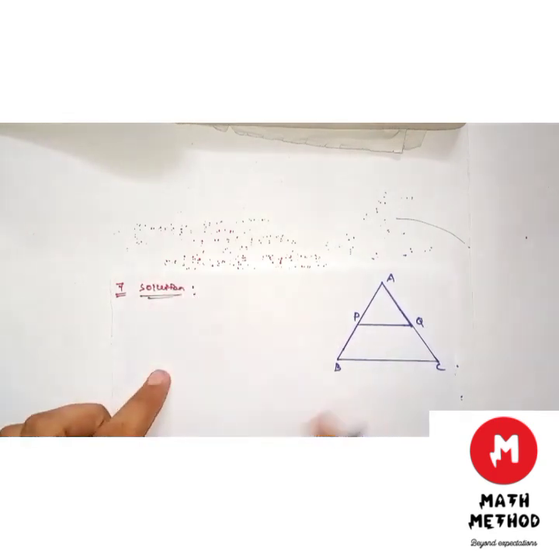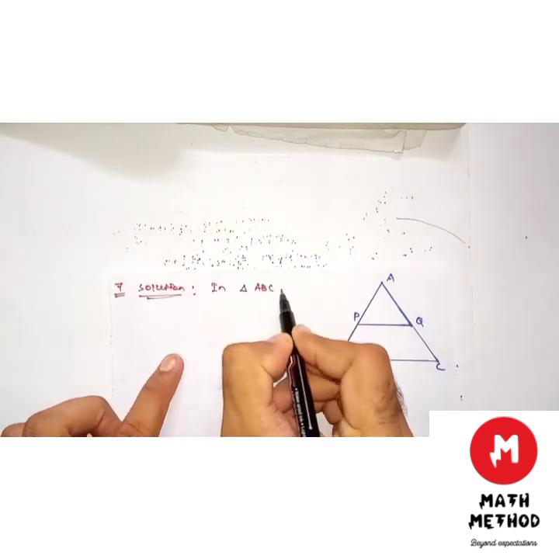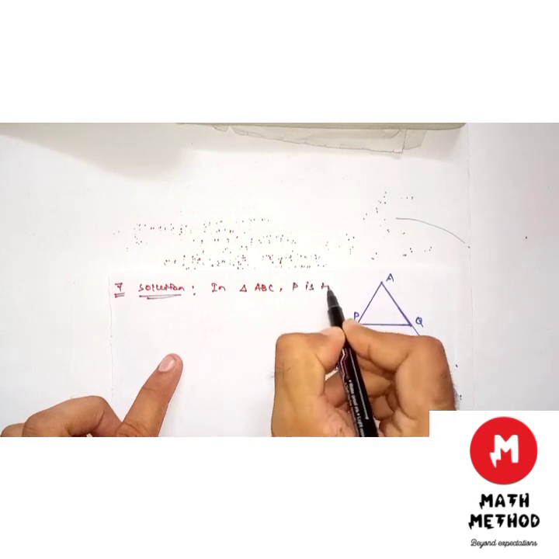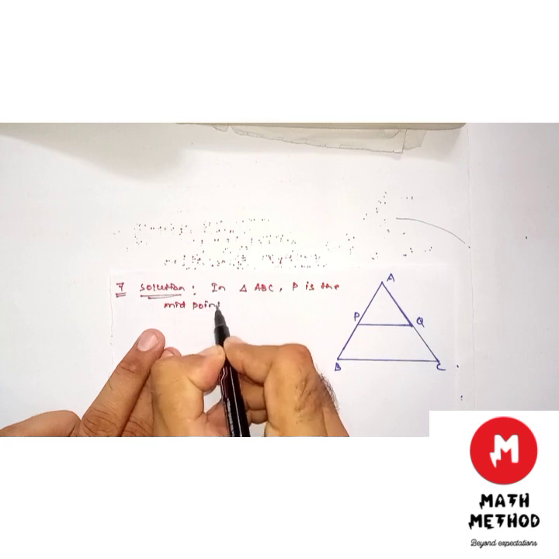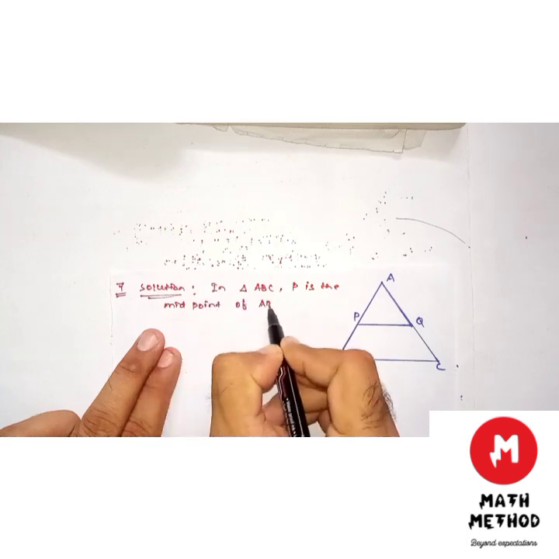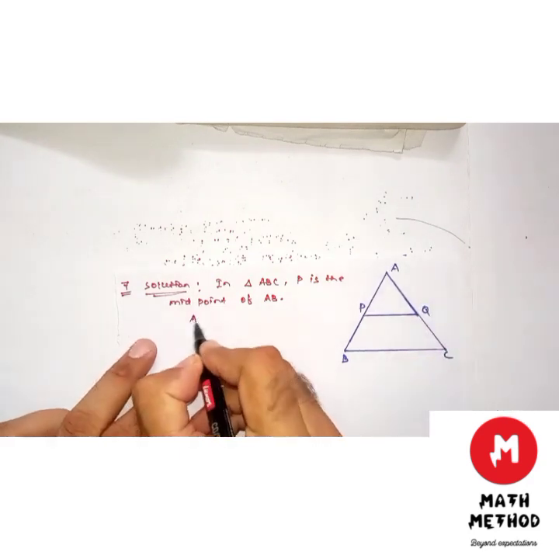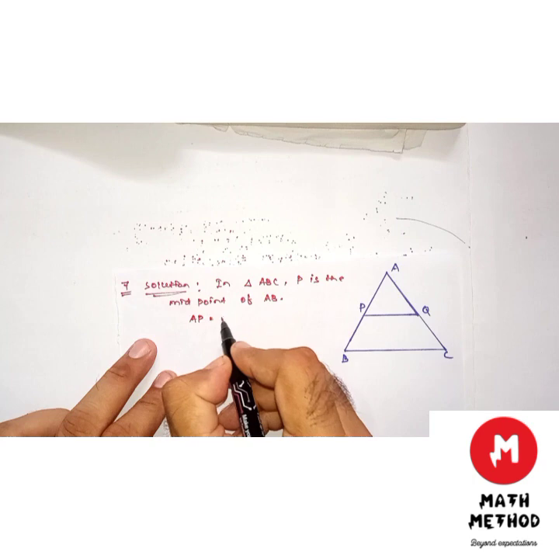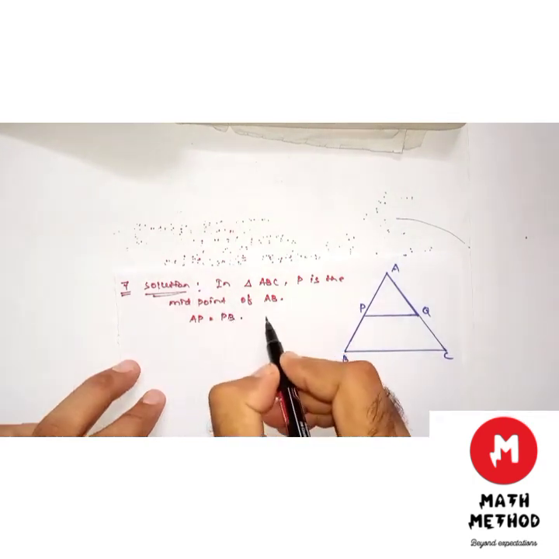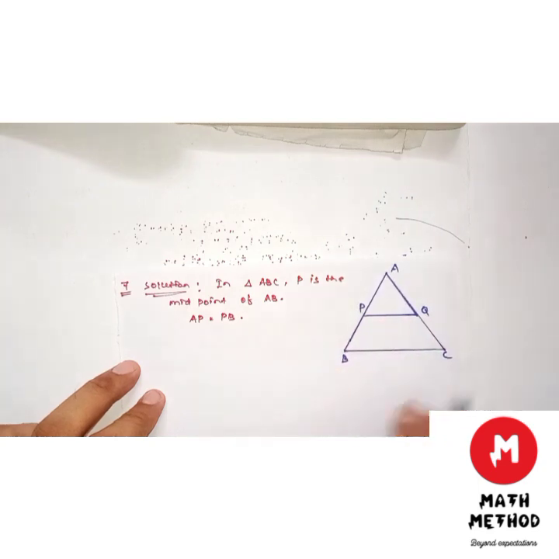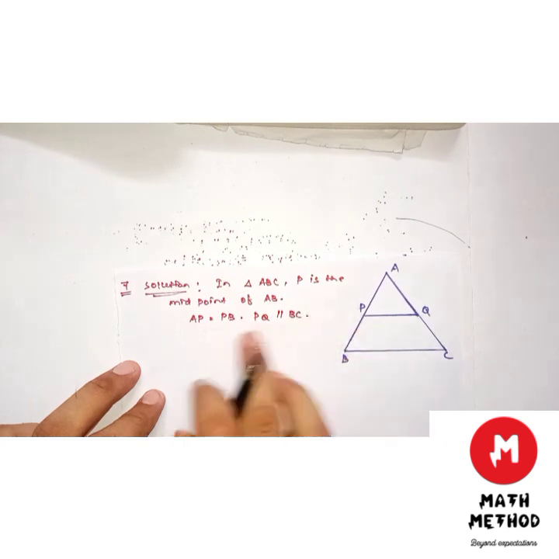Now it is given that in triangle ABC, P is the midpoint of AB. Now it is clear that PA is equal to PB. Clear? And also given that PQ is parallel with BC, that is given.